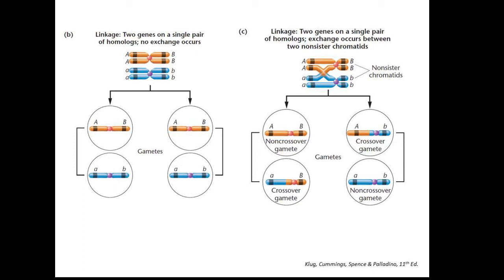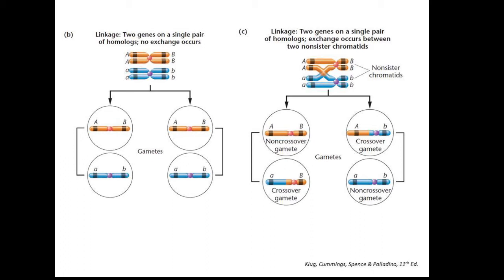So you can see the upper panel where crossover is shown. The uppermost chromatid has capital A and capital B. So the first gamete is capital A, capital B as it is, and it is non-crossover. In the lower panel, you can see the crossover gamete, where small a is now linked with capital B after crossing over.